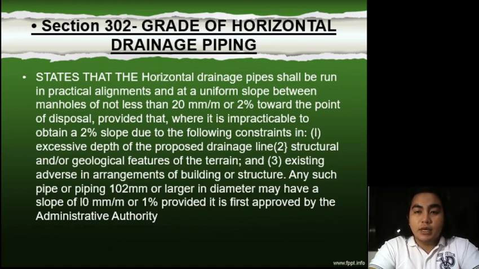First is excessive depth of the proposed drainage line. Second is structural or geological features of the terrain. And third is existing adverse arrangement of the building or structure. Any such pipe or piping 102 mm or larger in diameter may have a slope of 10 mm per meter or 1%, provided that it's approved by the administrative authority.